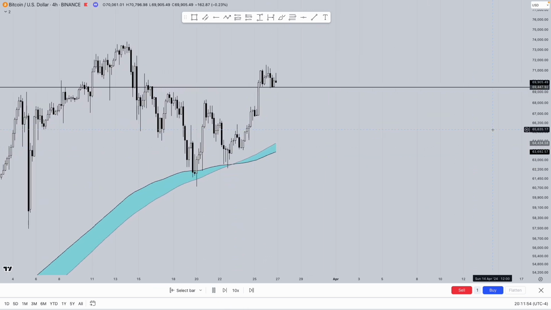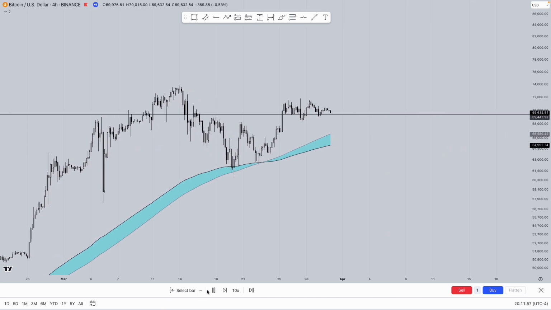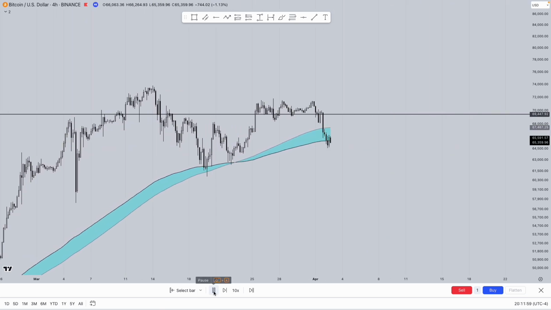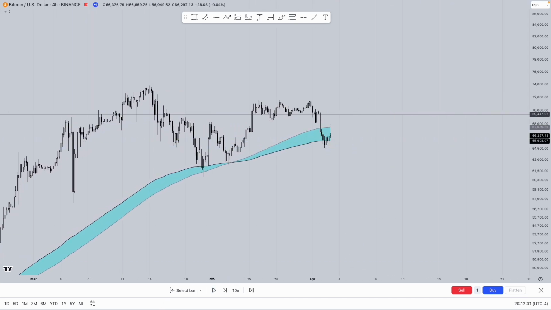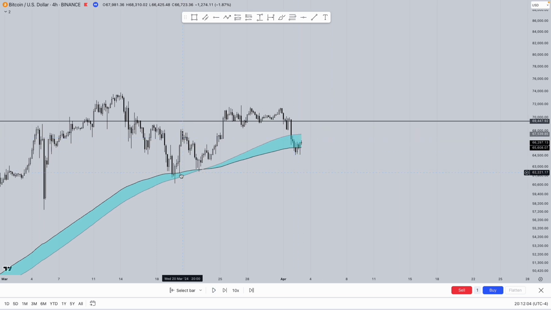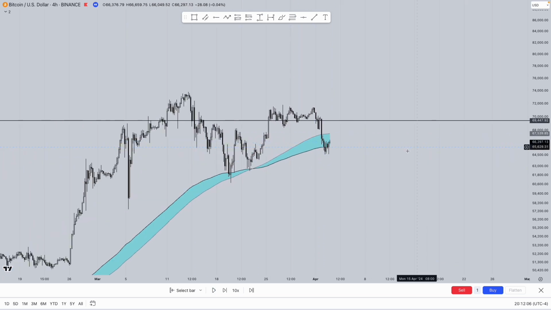Tested, held as support here. So still holding as support. And now it is starting to get a little choppy here, but still holding. So the 4-hour trend is still holding, so we could still look for continuation higher.